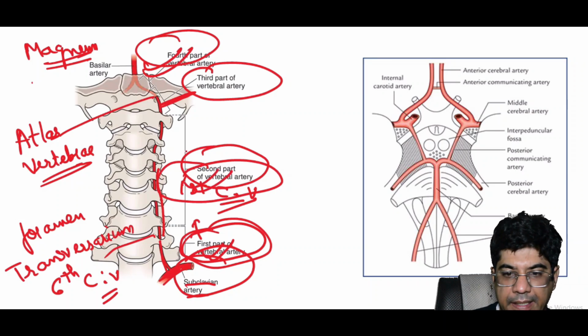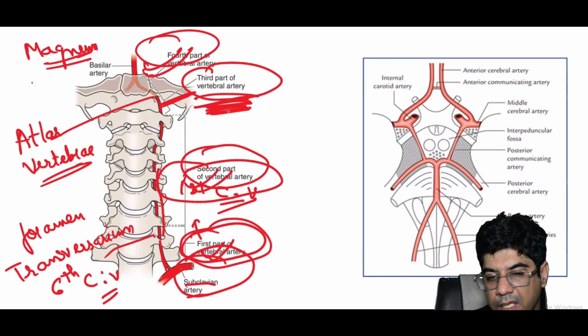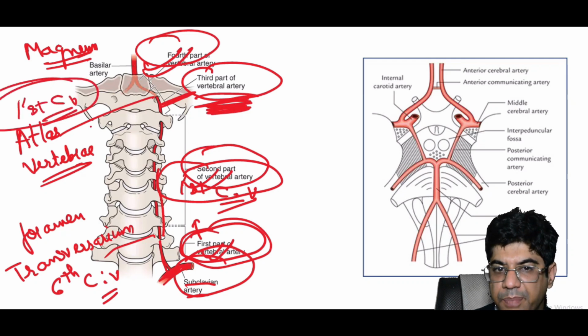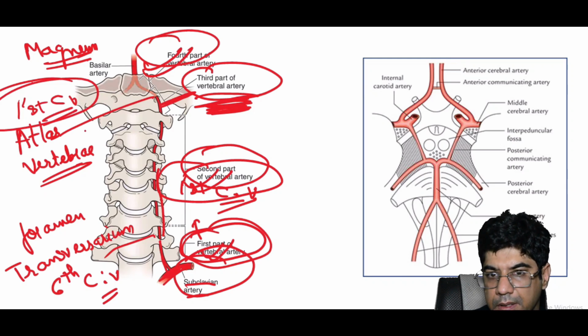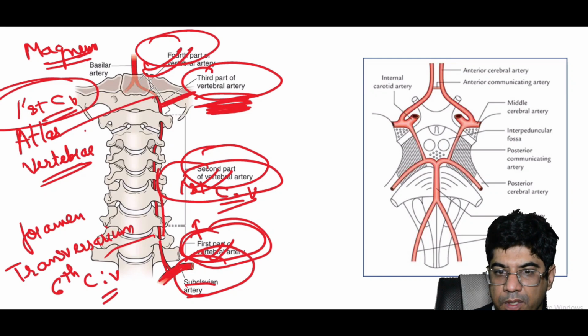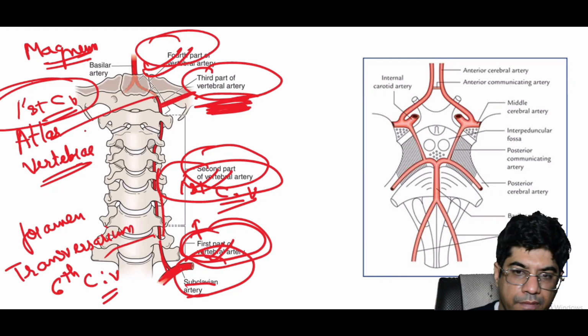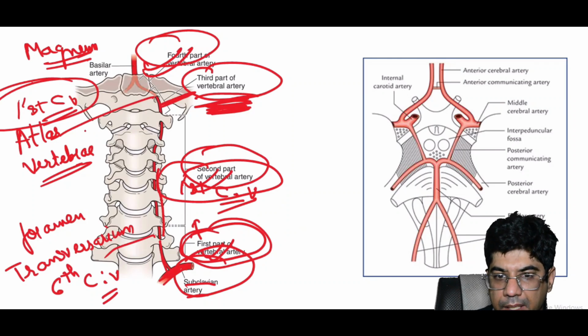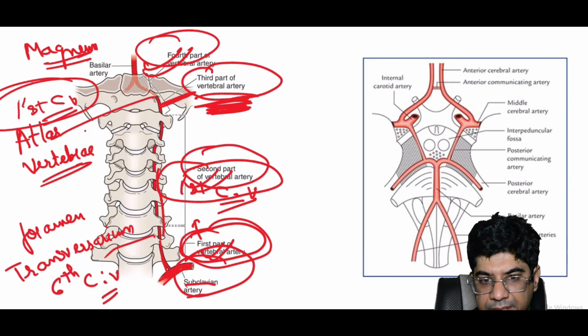The third part lies on the posterior arch of the atlas vertebra. So remember, the atlas is the first cervical vertebra. So this part of the artery wraps around the top of the atlas vertebra. And the fourth part enters the cranium through the foramen magnum, that is the large opening at the base of the skull, and it runs under the posterior atlanto-occipital membrane. That is the thin layer of tissue that connects the atlas to the base of the skull.